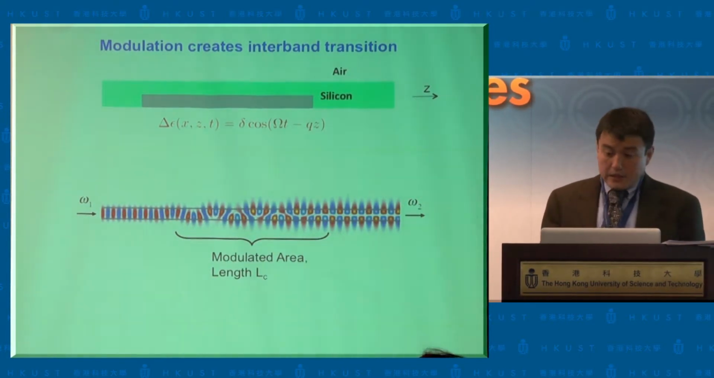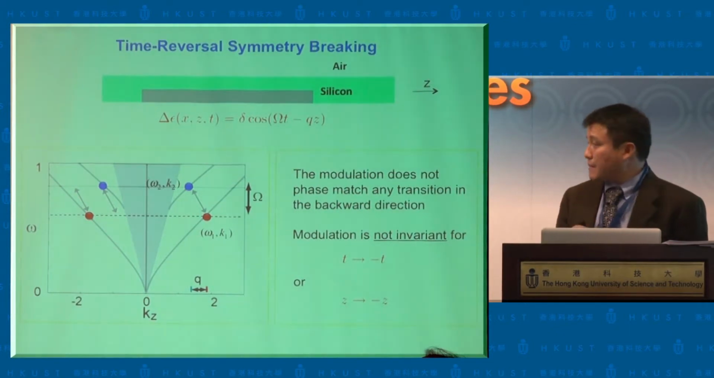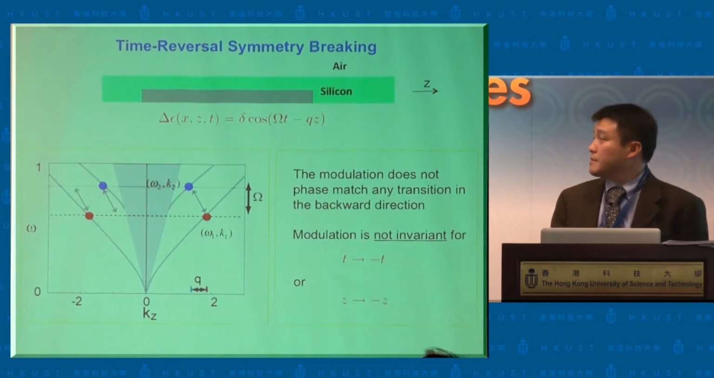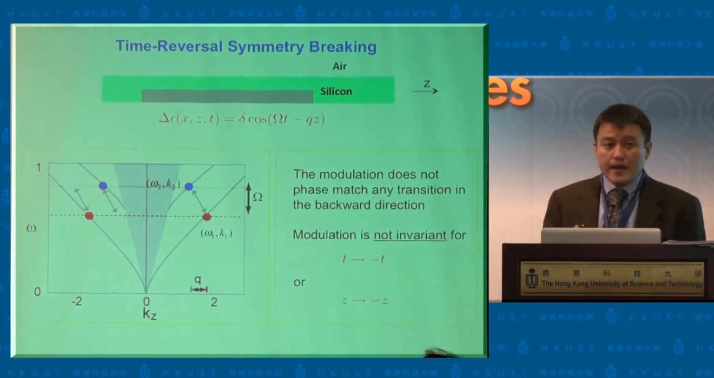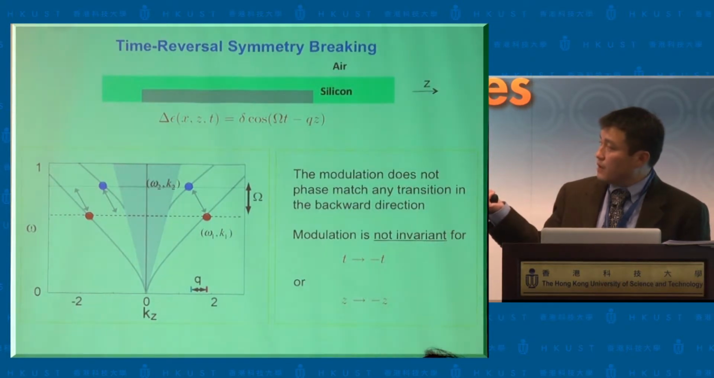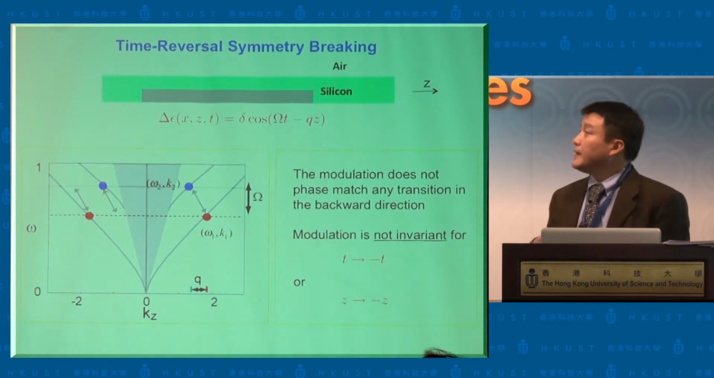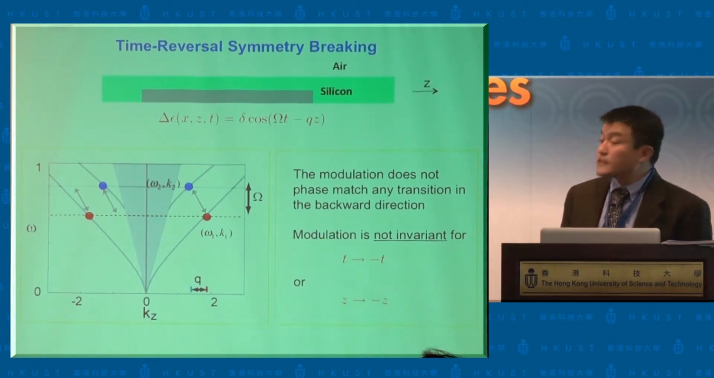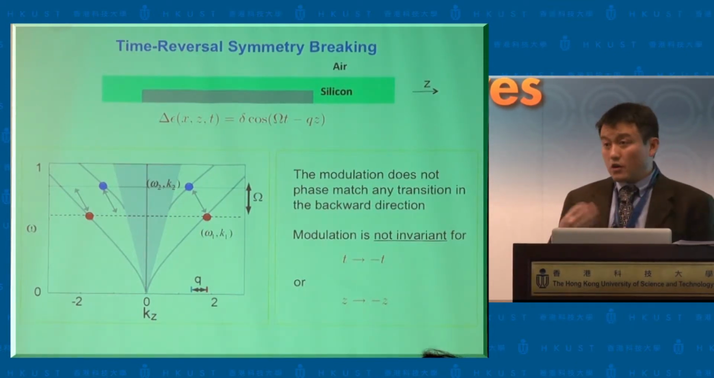Now, the interesting point about this modulation is that it simultaneously breaks time reversal and spatial inversion symmetry. And you can see that by simply taking the modulation pattern and flipping either time or space, and realizing that if you flip either one, it does not go back to the original modulation pattern. And that's, of course, crucial. Being able to break this symmetry is crucial in order to get an isolator.